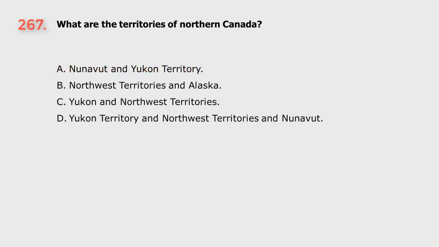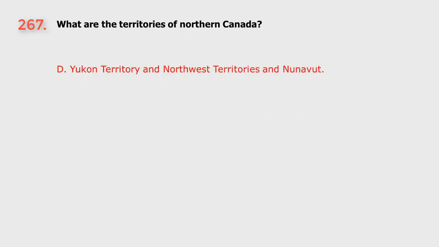Question 267. What are the territories of northern Canada? A. Nunavut and Yukon Territory. B. Northwest Territories in Alaska. C. Yukon and Northwest Territories. D. Yukon Territory and Northwest Territories in Nunavut. The answer is D. Yukon Territory and Northwest Territories in Nunavut.